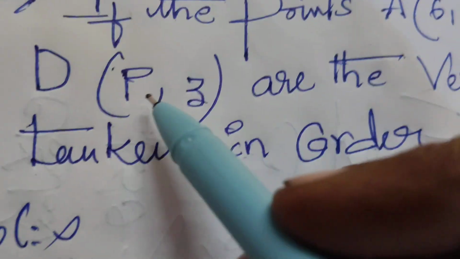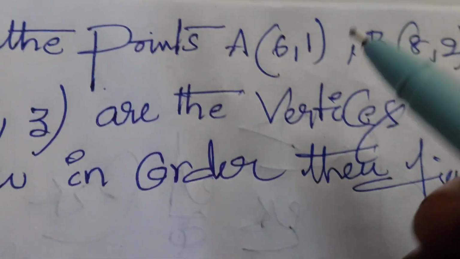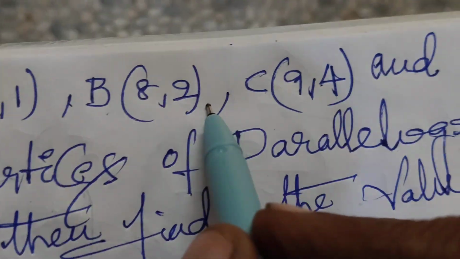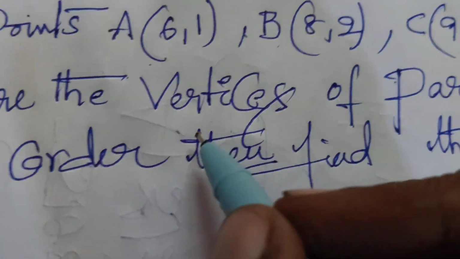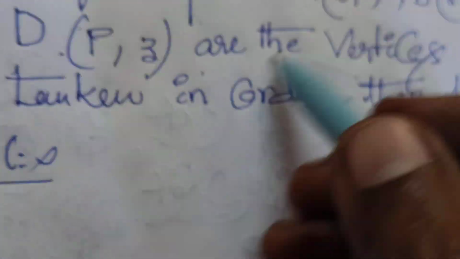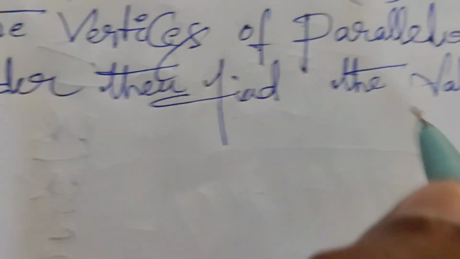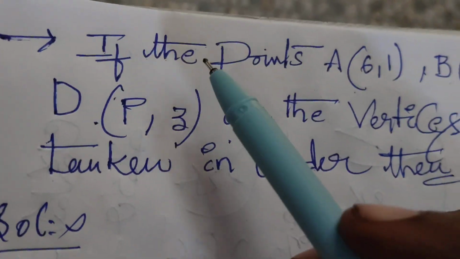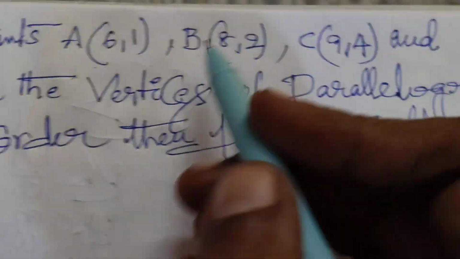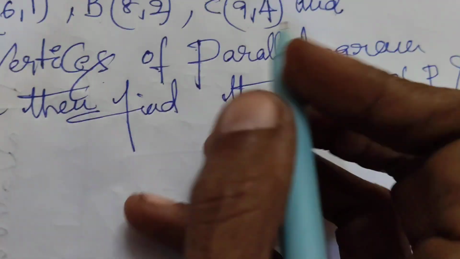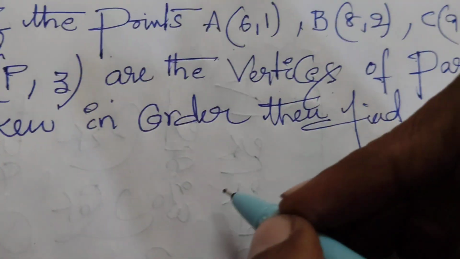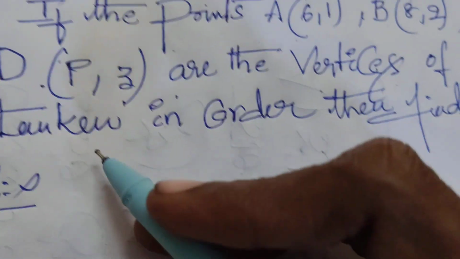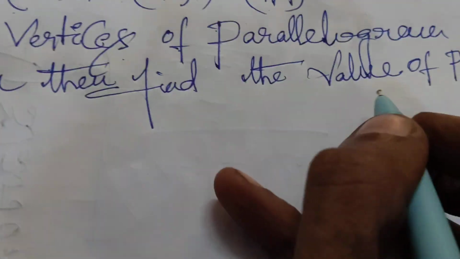We are going to explain in this problem: if the points A(6, 1), B(8, 2), C(9, 4) and D(p, 3) are the vertices of a parallelogram taken in order, then find the value of p. Here it is given that the four coordinate points are vertices of a parallelogram taken in order, so we apply the parallelogram condition to find the value of p.